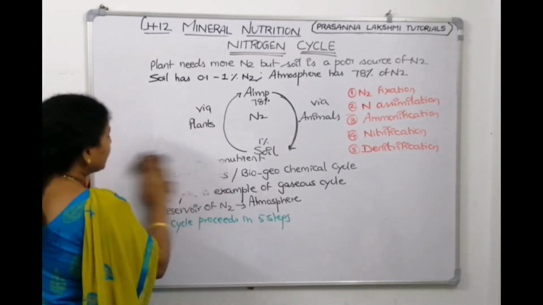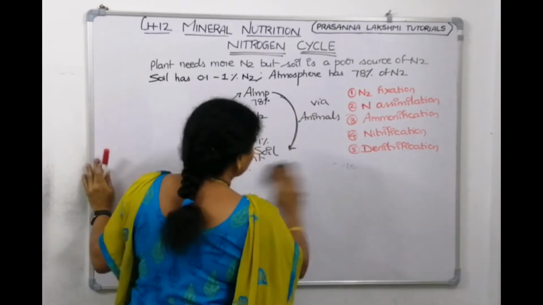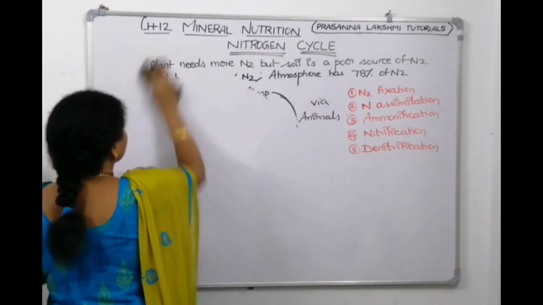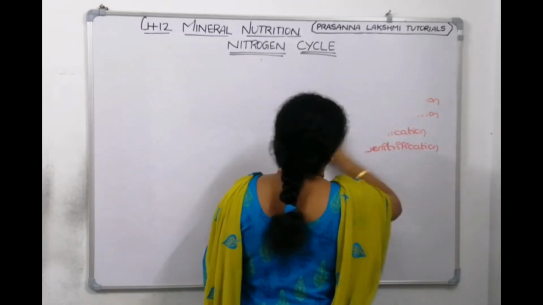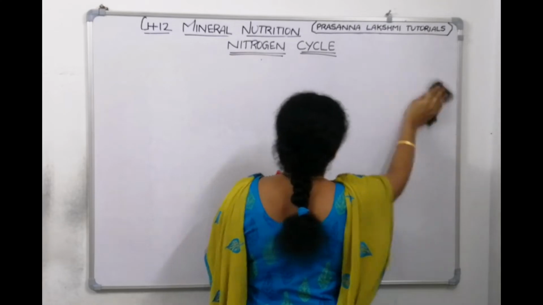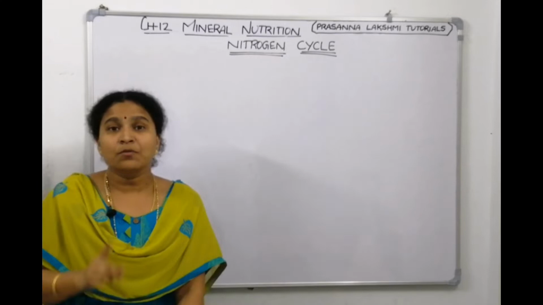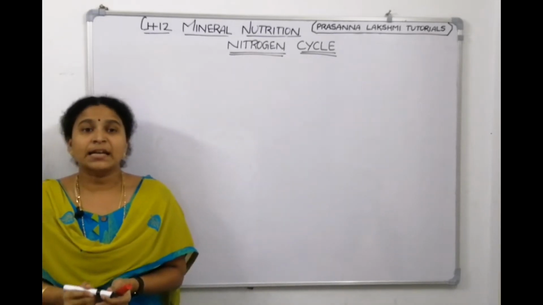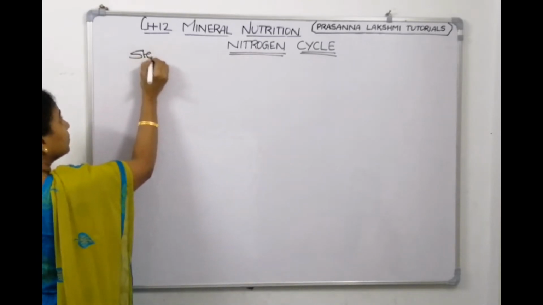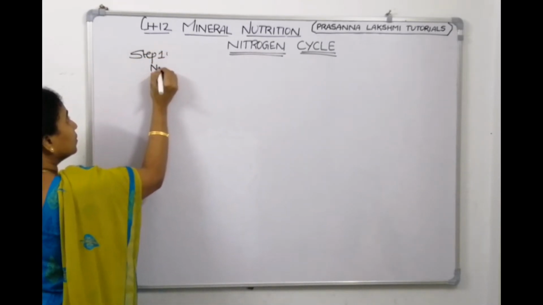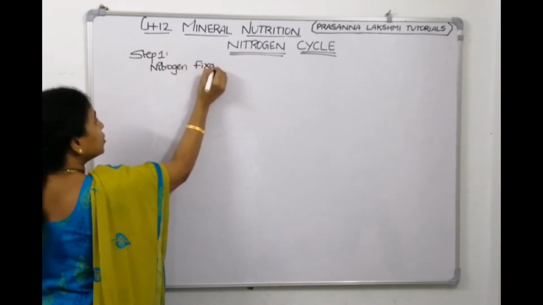Right, children? Now let's talk about the first step in the nitrogen cycle. What's the first step? Nitrogen fixation. Any doubts or any interaction, post it in the comment box. We'll start now with the first step of the nitrogen cycle, that is called nitrogen fixation. Step 1. What is it called? Nitrogen fixation.